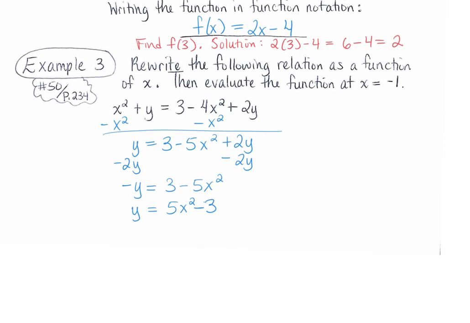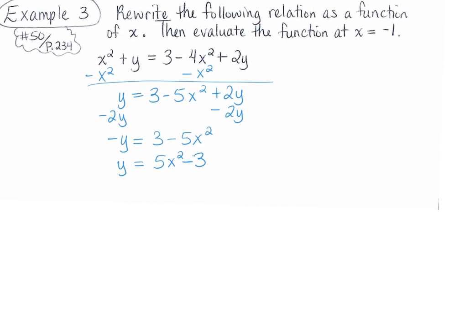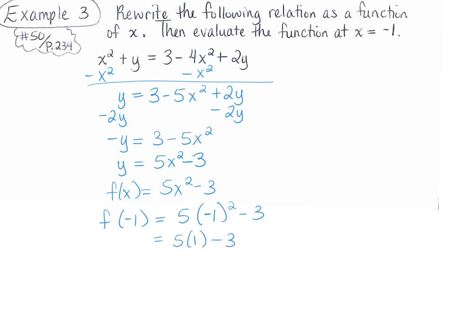So we get y by itself. Now we want to replace y with f of x. So we have f of x equals 5x squared minus 3. Now we want to find f of what? Good. So we get 5 times, put in parentheses that negative 1, square it, minus 3. What's negative 1 squared? 1. So we get 5 times 1, minus 3. 5 times 1 is? 5. Good. Minus 3 is 2. That's your final answer. So we get f of negative 1 is 2. And this was the second part.